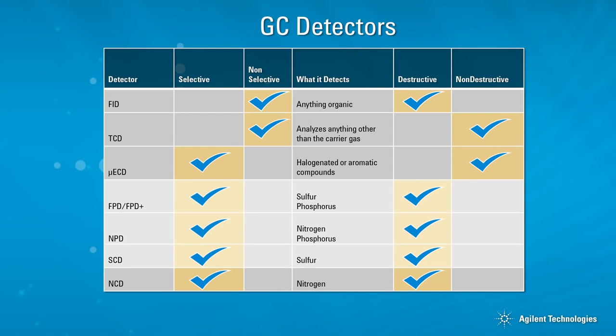Each type of detector responds differently to compounds. Non-selective detectors will detect anything. The FID detector, for example, will detect anything organic. Selective detectors are designed to detect only specific compounds for analysis. The NPD detector, on the other hand, will detect nitrogen and phosphorus only. Selectivity is the response of one group of compounds in a detector relative to the response of another group of compounds in the same detector.